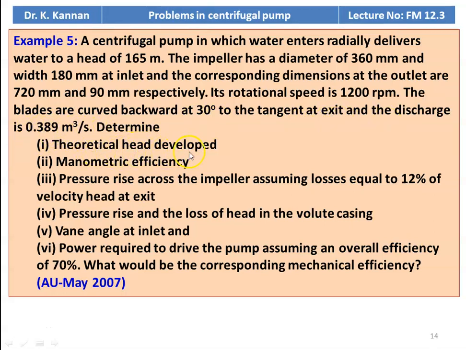Determine the theoretical head developed, manometric efficiency, pressure rise across the impeller, assuming loss equal to 12% of the velocity head at the exit, pressure rise and loss of head in the volute casing, vane angle at the inlet, and the power required to drive the pump, assuming overall efficiency is 70%, and what would be the corresponding mechanical efficiency.